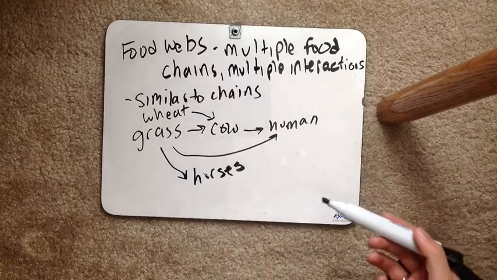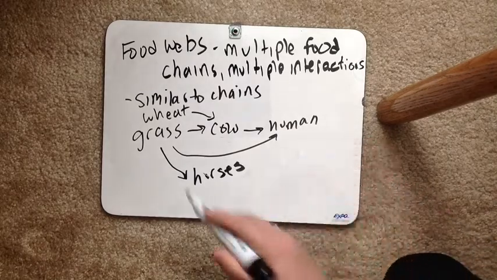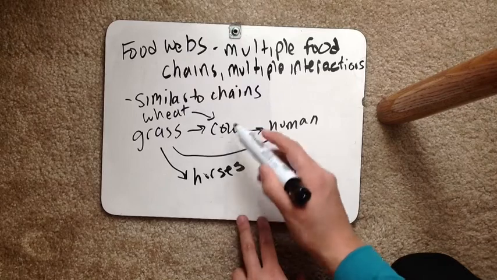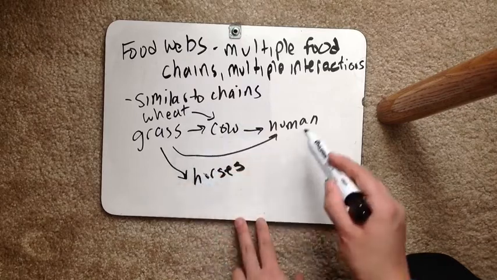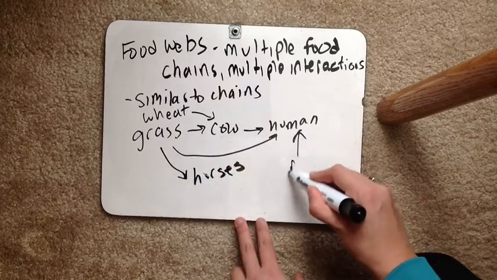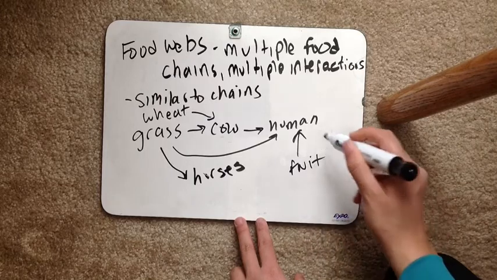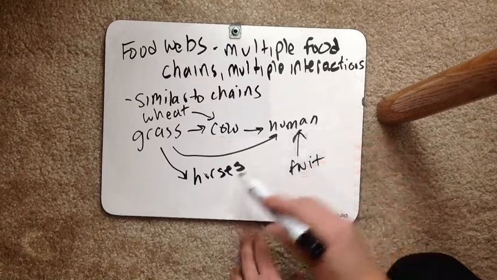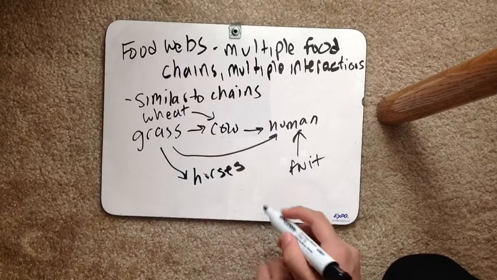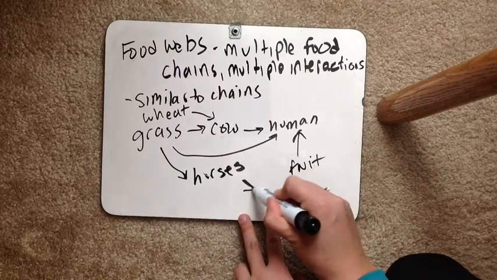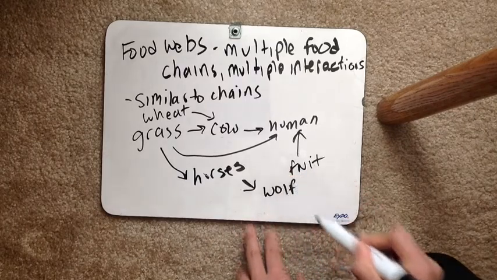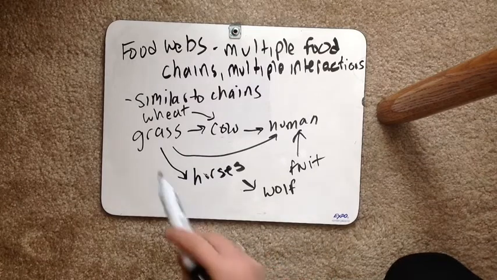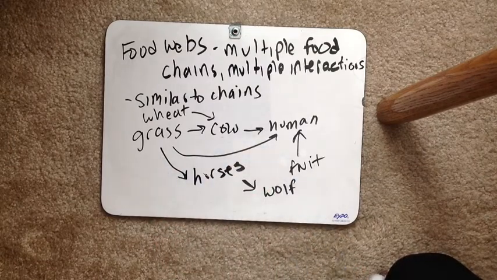So we've added a whole new level of complexity by adding in other things that the cow can eat. So we see two relationships, and other things humans can eat, just things like fruit. Making humans an omnivore, cows continue to be herbivores, as do horses, and we can also add in other organisms such as wolves. So you can see there are multiple food chains in existence to get a food web.